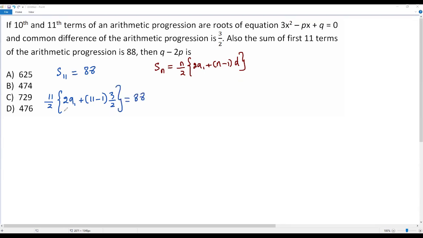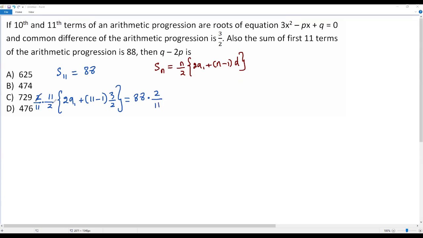Now we have only one unknown in this equation, that is a1. To solve for a1, I have to isolate it, so I have to get rid of all the values around the variable a1. First, I'm going to get rid of the fraction 11/2 which is multiplied here. To do that, I multiply both sides of the equation by the reciprocal of this fraction, that is 2/11. Let me multiply the right side also by 2/11.